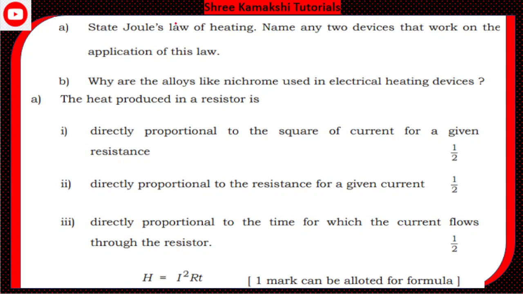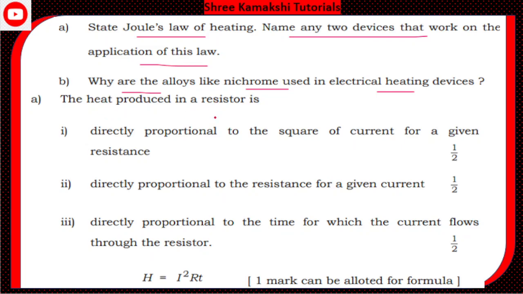Next question. State Joule's law of heating. Name any two devices that work on the application of this law. Why are alloys like nichrome used in electric heating devices? The first question is, state Joule's law.